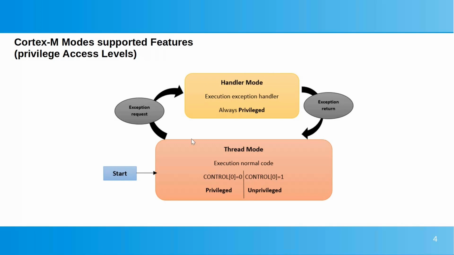However, when running in thread mode, we can execute in either privileged or unprivileged access level. Whether we execute in privileged or unprivileged depends on bit number 0 of a special register called the control register. If bit number 0, the privileged bit, is cleared, then the CPU will execute in thread privileged. If this bit is set to 1, then the CPU will execute in thread unprivileged access level.